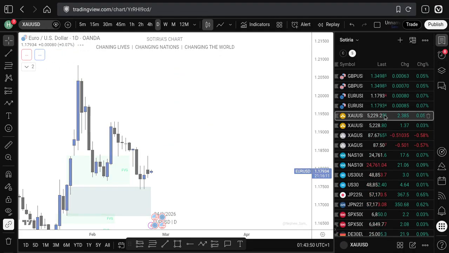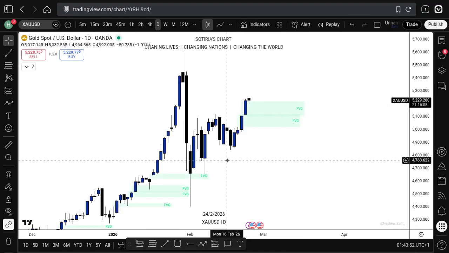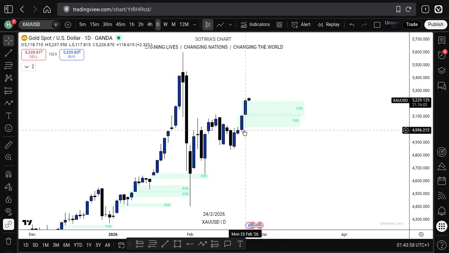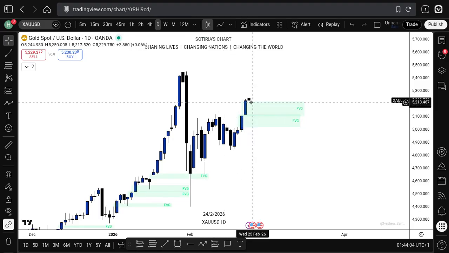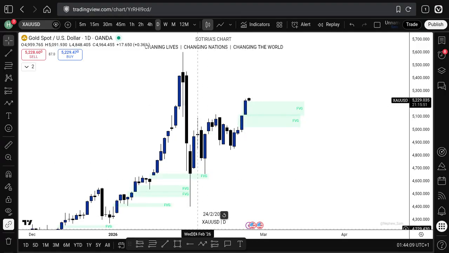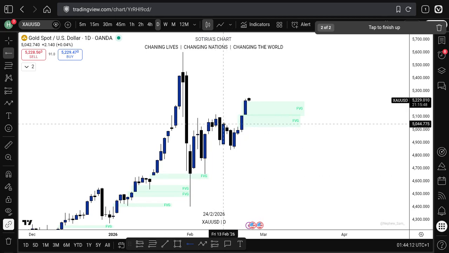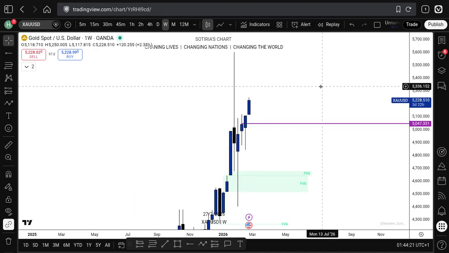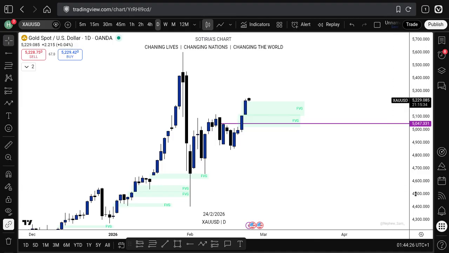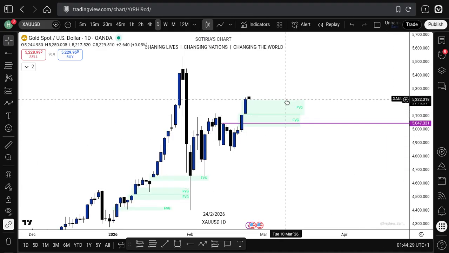Now if we move over to gold, we can see that gold has been moving so fast since the week opened. So we can see that we are currently at this level. So what can I say that I am expecting on gold? We're bullish on gold, that's for sure. Being bullish, we don't know where price intends to retrace to before it continues and moves.